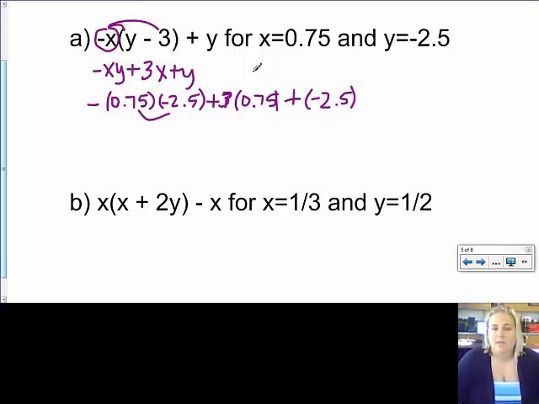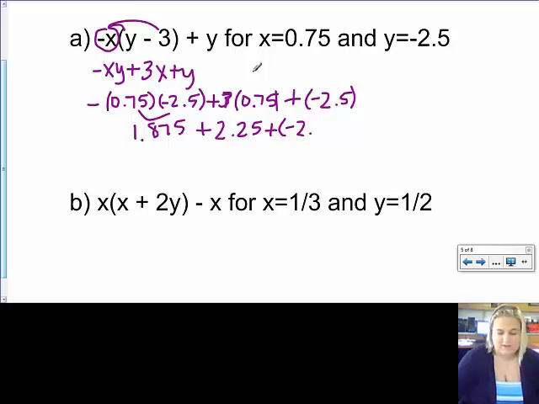0.75 times 2.5 will give me a 1.875, plus, these are both positives, so 3 times 0.75 will give me a 2.25. Plus that -2.5. Now all I have is addition, which I'm going to do from left to right. You can also think of it as addition and subtraction because these two signs we know is going to give us a negative, but still it's just addition and subtraction, which we work from left to right.